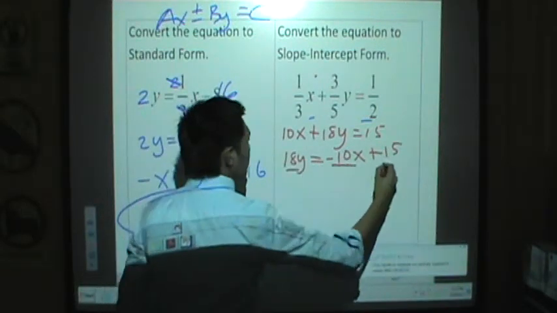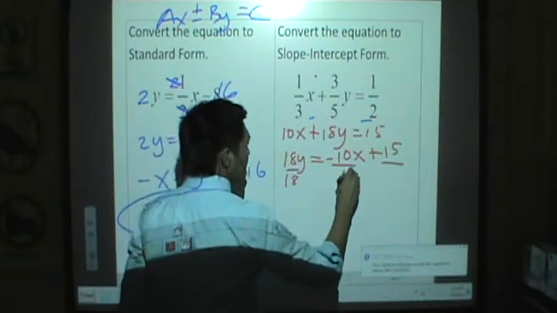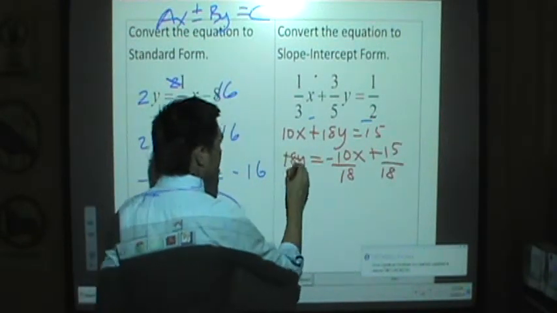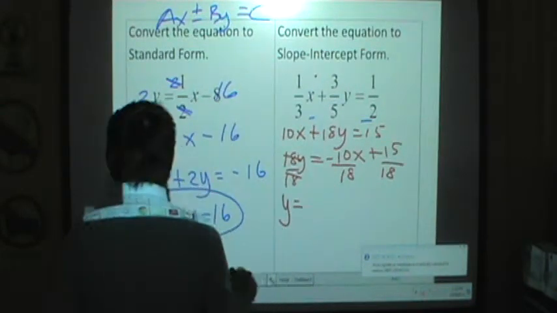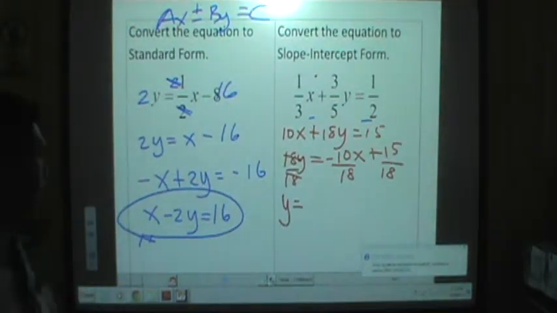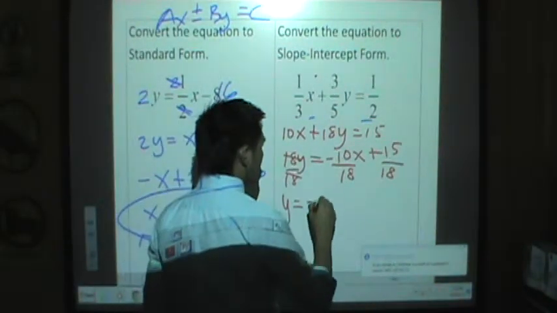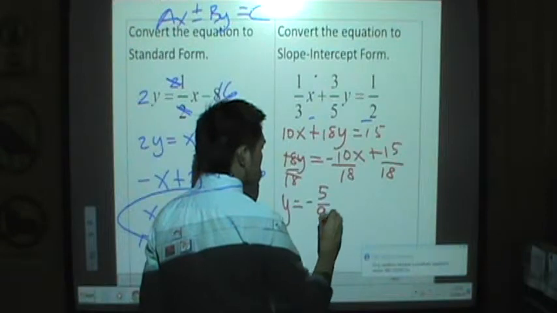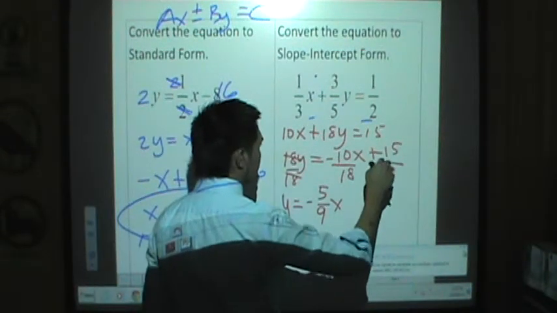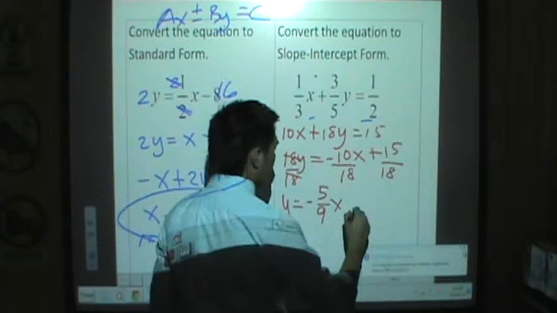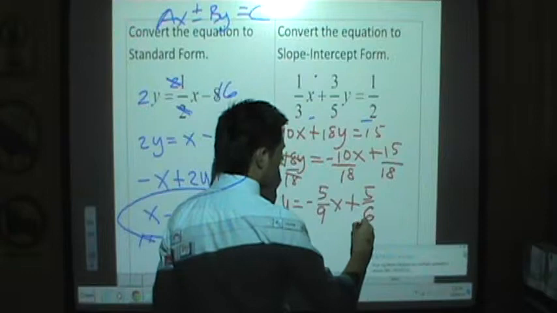And let's get rid of the 18 because we need to have y alone, by dividing every term by 18. The 18s cancel out, and now y is equal to negative 10 over 18x. Using your calculator, negative 10 divided by 18 should give you negative 5 over 9x. And then again, 15 divided by 18 should give you 5 over 6.